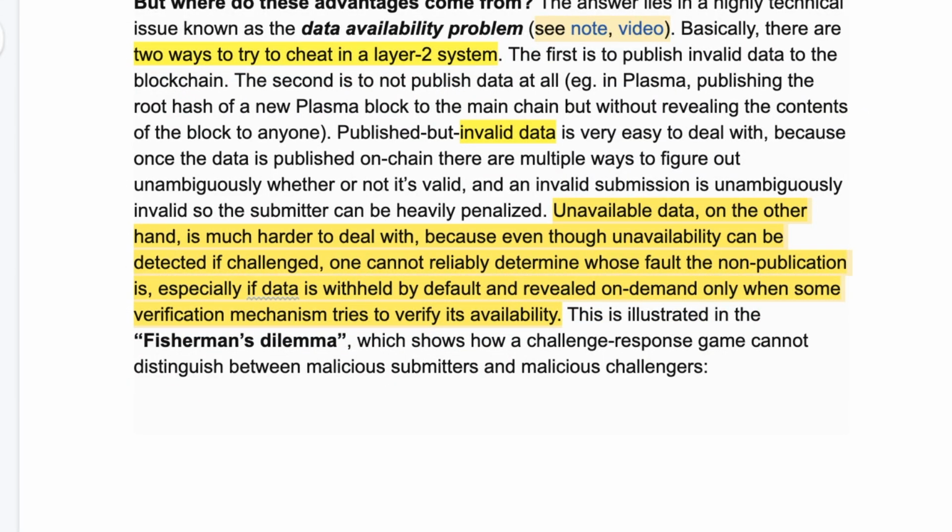Now, it's very easy to deal with invalid data because the submitter can be heavily penalized, but unavailable data becomes much harder to deal with because even though this unavailability can be detected when the submitter challenges it, it's very difficult to determine whose fault it is for this non-publication, and also then penalizing that submitter that didn't publish the data. So that makes it very difficult.